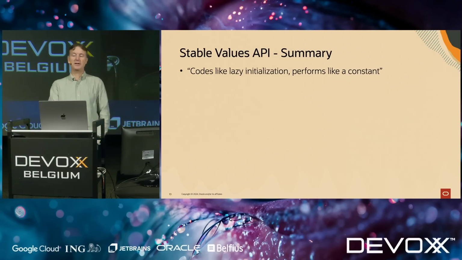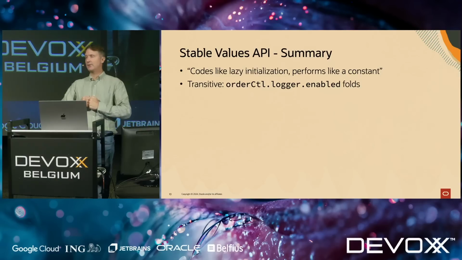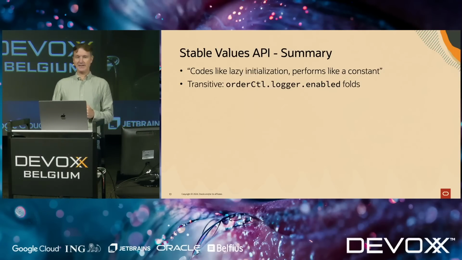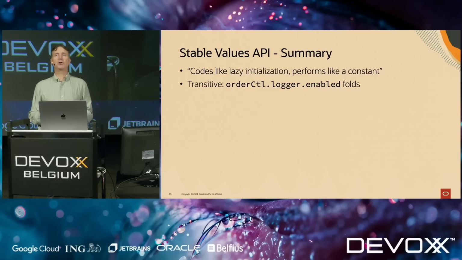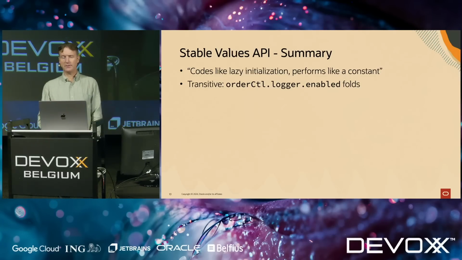Okay, stable value summary. Codes like lazy initialization, but performs like a constant. That's the battle cry. It's transitive. So if we have maybe a logger, it usually has some kind of isEnabled function. So if we have orderController.logger.isEnabled and that is false, then the VM will be able to constant fold that false. It will see that maybe I have if logger is enabled and then I have all the logging, and it's able to actually remove all that code for us. And that will improve not only performance, but will also make your code more efficient and more dense, so to speak.